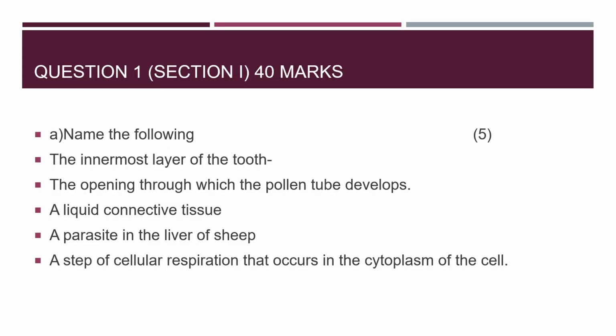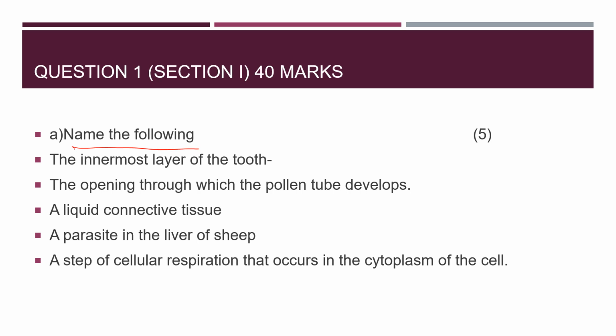Now this is question number 1 and section 1, and this full section carries 40 marks, and these 40 marks are all objective type questions. So first let us start with the first type of objective question, that is name the following. So the first question here is name the following.